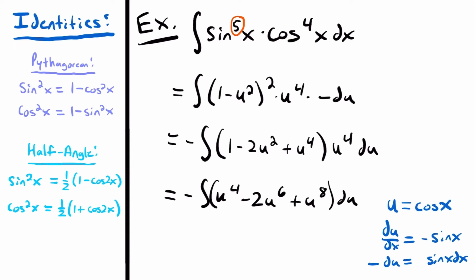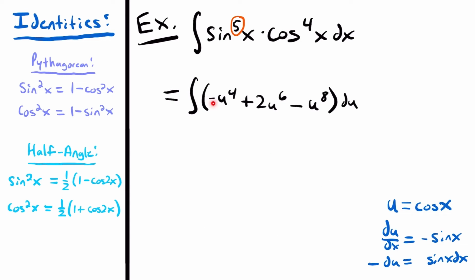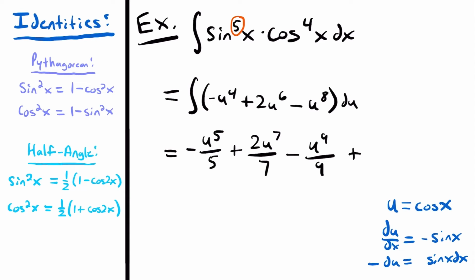And then I'm going to distribute this negative back through the quantity, so we'll have that this is equal to the integral of negative u to the 4th power plus 2 times u to the 6th power minus u to the 8th power du. And so now if I clean up my work again, we can now integrate each of these terms using the power rule of integration, and then we can replace u with what we set it equal to, and we'll have our final answer for this trigonometric integral. So this will be equal to negative u to the 5th power divided by 5 plus 2 times u to the power of 7 divided by 7 minus u to the 9th power divided by 9 plus c.